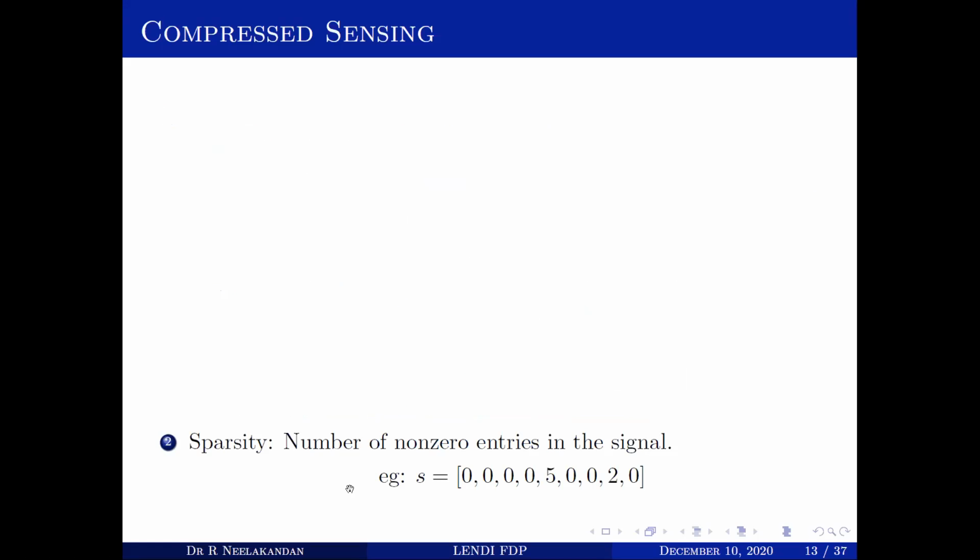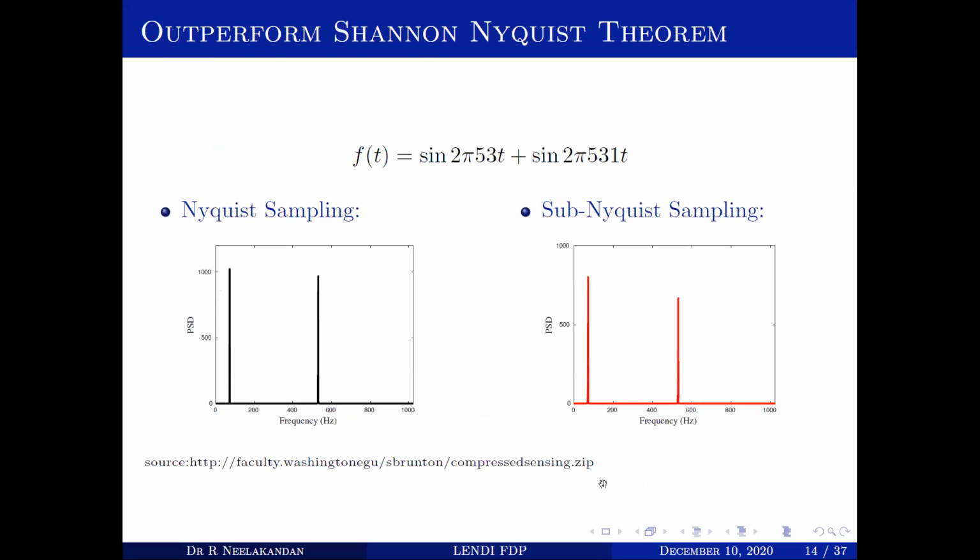Let us just think of one signal. For example, you have a sparse signal whose dimension is around 8 or 9, but you have only 2 non-zero entries in it. That is called a sparse signal. Let us take one example. Suppose we have a signal f(t), which has two frequency components, one at 53 and another at 531. You just apply the Fourier transform. Before applying the DFT, you have to sample the signal.